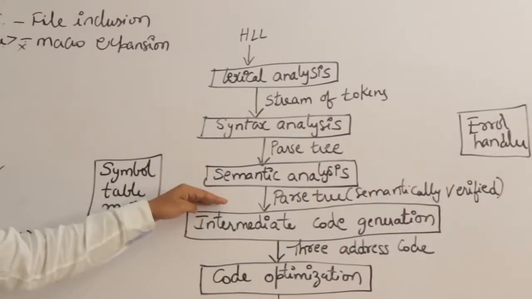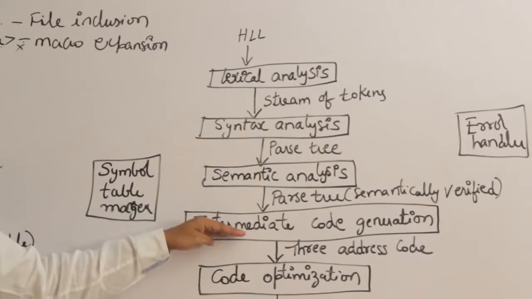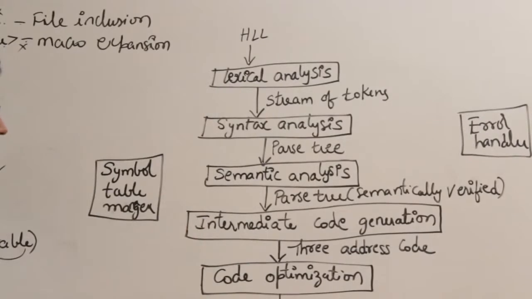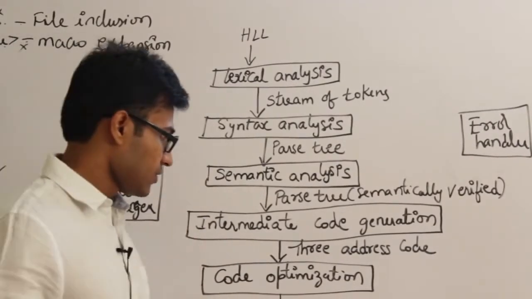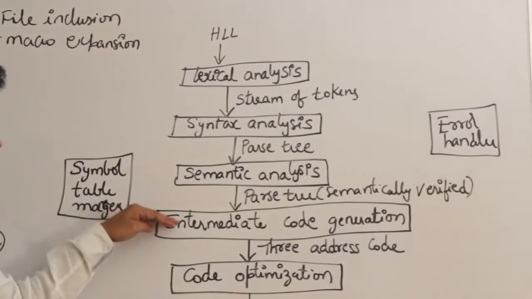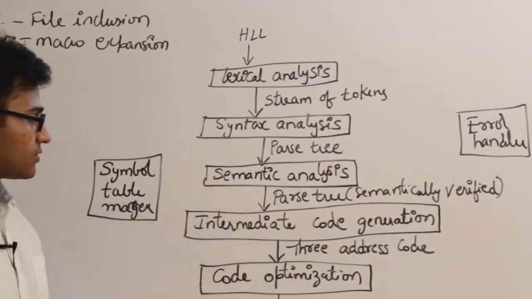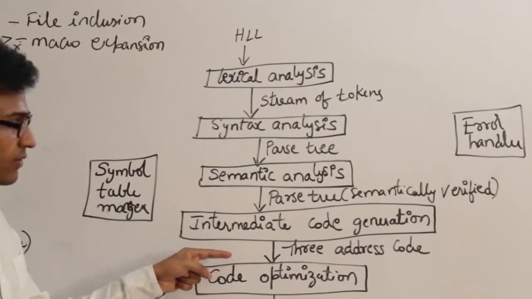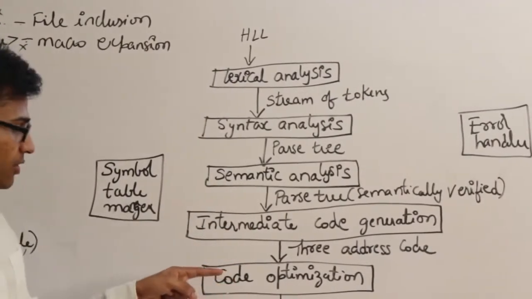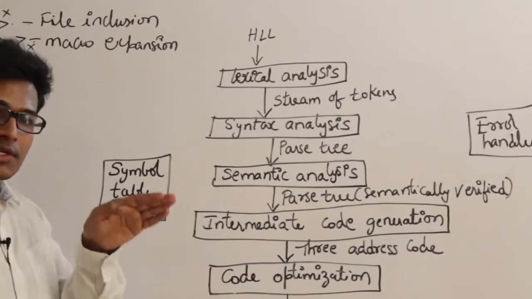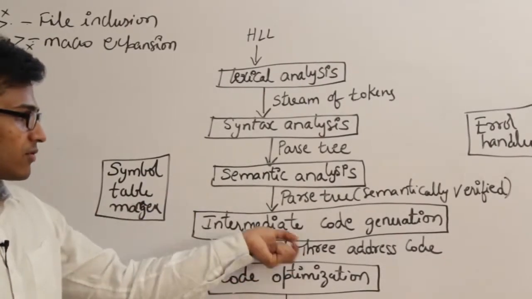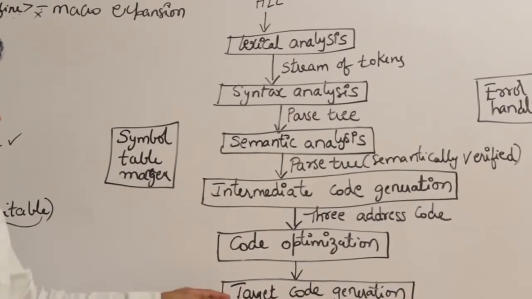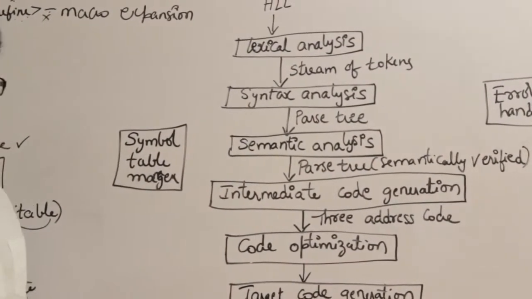Now this parse tree will be given to the intermediate code generator. The intermediate code generator is going to generate 3 address code. There are various intermediate codes we have, and 3 address code is very popular. Now the output of this intermediate code generator will be given to the code optimizer. The main purpose of the code optimizer is to reduce the size of the program or to reduce the number of lines. Then it will be given to the target code generator, which is finally going to generate the assembly code.